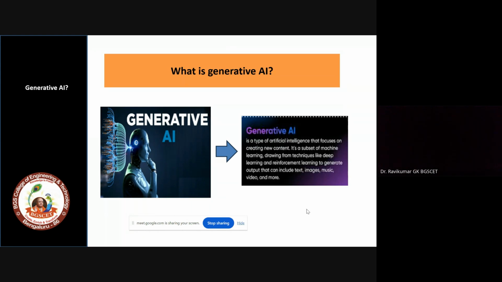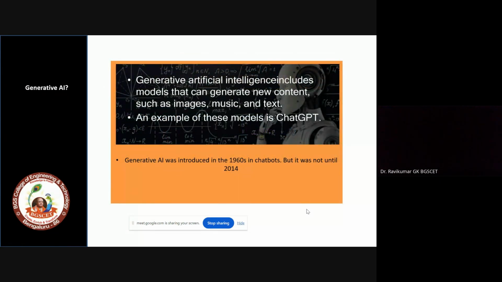We all know generative AI is a type of artificial intelligence. It's a subset of artificial intelligence that focuses mainly on creating new content from existing data. It is a subset of machine learning, drawing from techniques like deep learning and reinforcement learning. Generative output mainly covers images, text, music, video, and many more. So this is a brief definition of generative AI. Generative artificial intelligence includes models that can generate new content such as images, music and text. And the best example nowadays, everybody is using ChatGPT. We all know how ChatGPT works. You just go to ChatGPT and search for something.